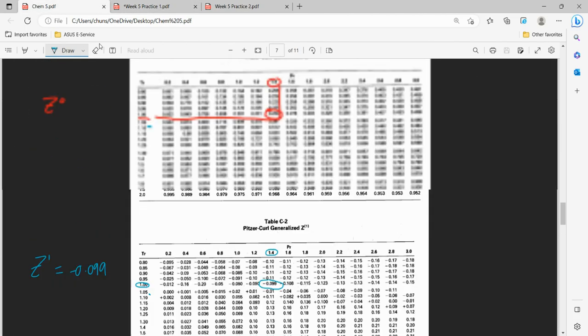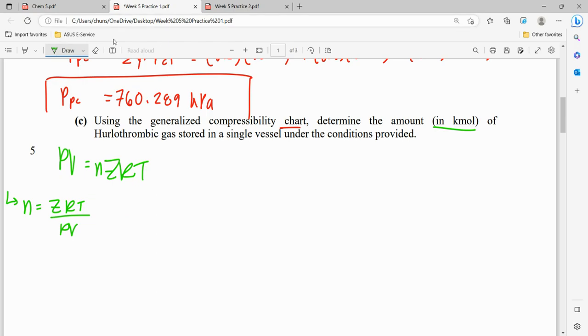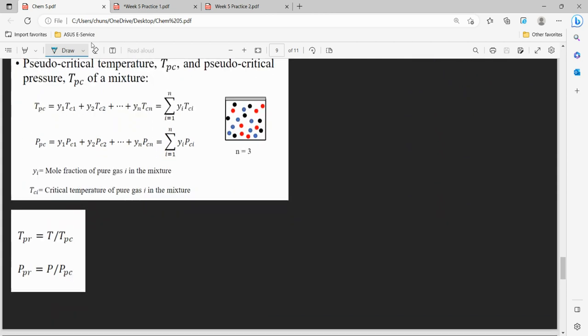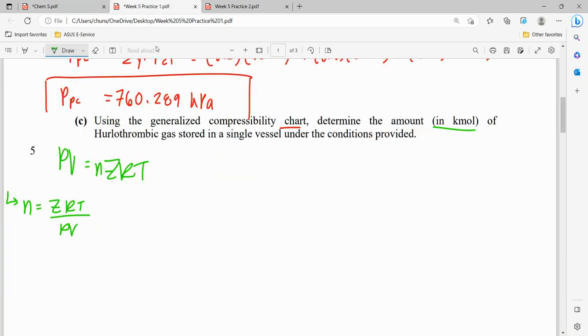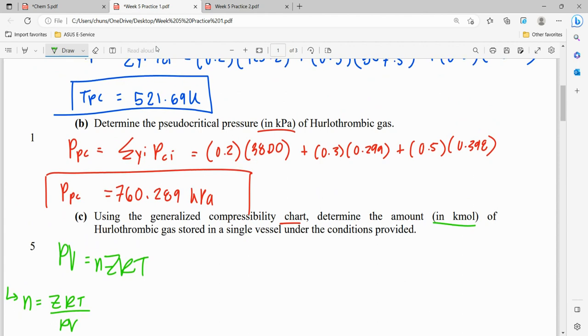So if we scroll up, our first step is to calculate our critical temperature and critical pressure. And that we've already done, right? Because this is for a mixture, we can't just use just our values. So we had to take the average of our values. So we already solved for those, so let's throw those in there.